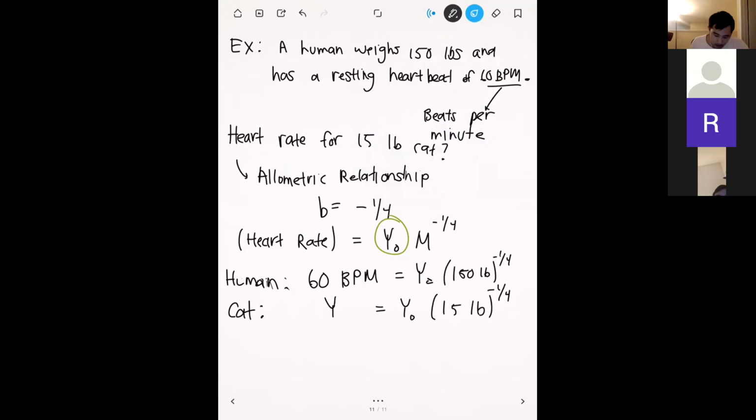Okay. All right, and so what we can do from here is we can divide both equations by each other. If we divide both equations, that's going to eliminate y naught. And so what we get is 60 over y is equal to 150 over 15 raised to the -1/4. Right. And so now what we have is just one unknown, and so now we can just solve for y. Okay. All right. Any questions on this?